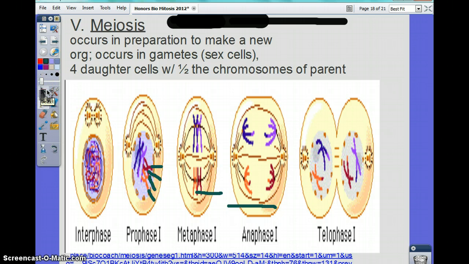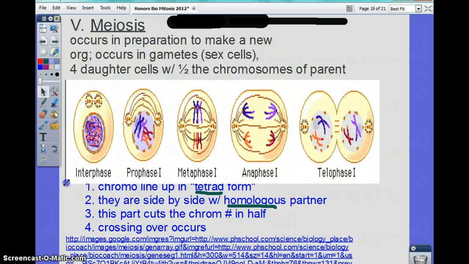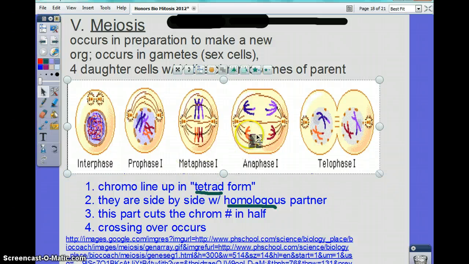That's your tetrad. And basically what happens during that lining up is, if you zoom in right here, the chromosomes cross over. That's called crossing over. And then genetic material actually gets exchanged. That's how you end up with so much variation among organisms. If you look here, this orange chromosome has a piece of the homologous pair, and here as well. So that's the part where chromosomes cut in half.